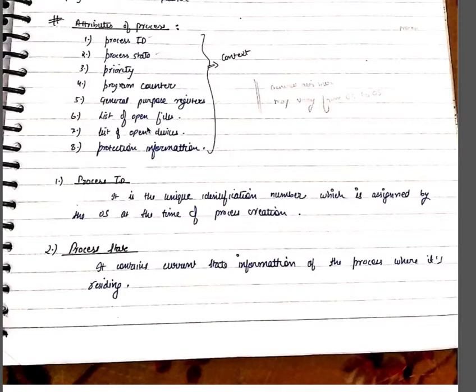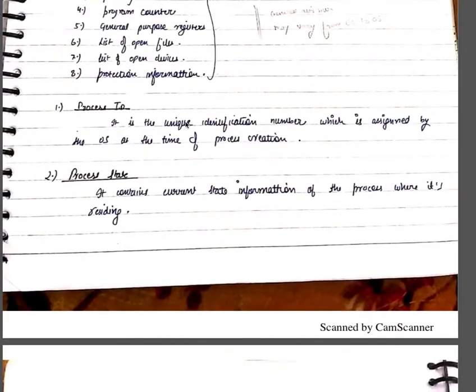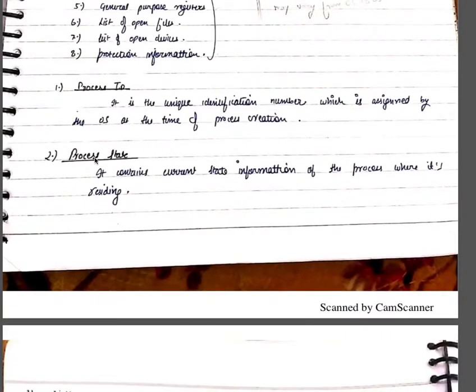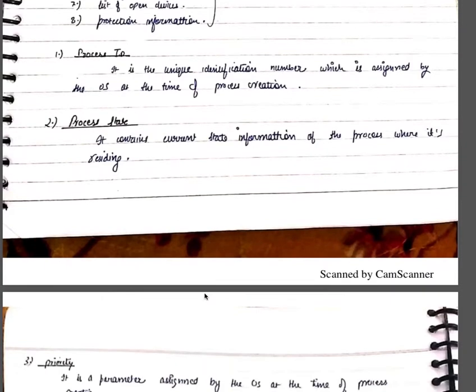All of these can vary from system to system, but some things remain constant. Like process ID, it is a unique identification number. Each process will have its own unique identification number. It will never happen that two processes will have the same process ID. Never. Now, process state: in which state the process is residing, whether it's in the execution state, or it's suspended, or in the block state, or it is in the ready queue. That will be known by the process state.